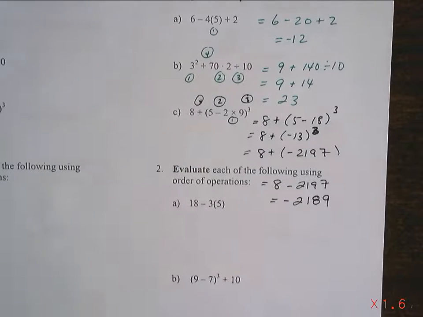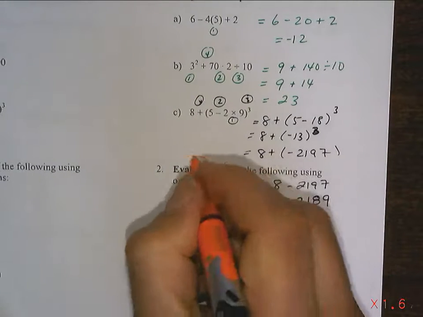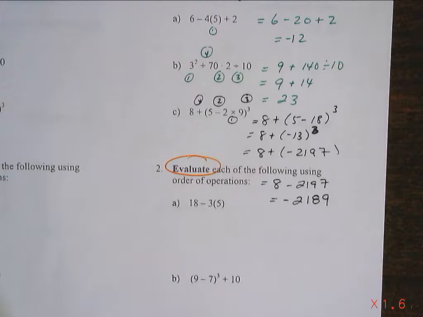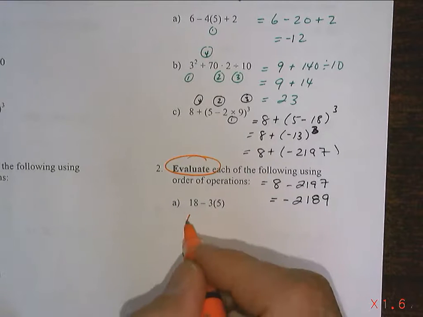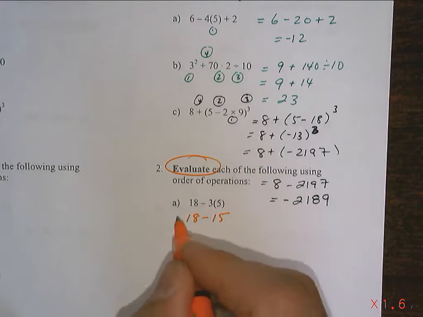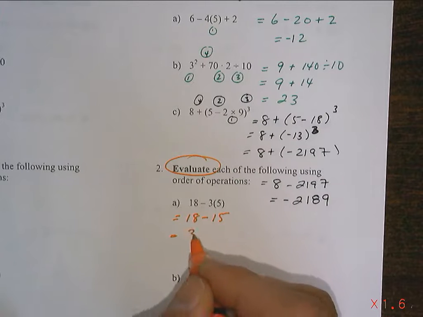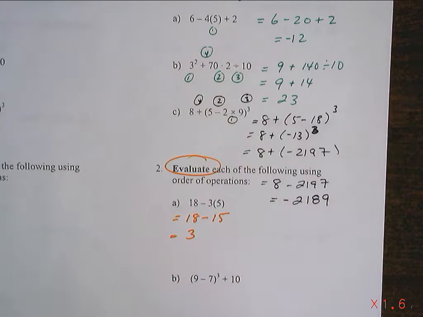Number 2, evaluate. I love that word. Know what that word means. It means find a numerical answer. So evaluate means get a numerical answer. So it's going to be 18 minus 15, and it's going to be 3. That's my numerical answer. It has been evaluated.